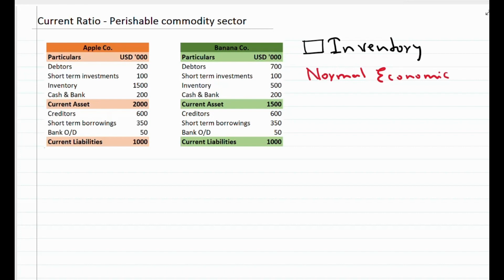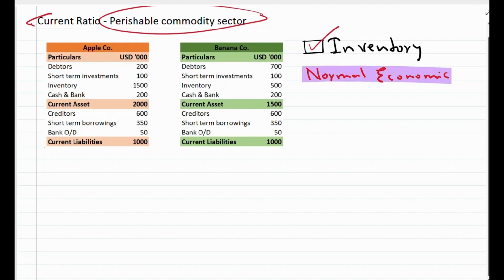So most of our videos within the finance and accounting space will be dedicated to a certain specific topic and certain industry sector. Today's topic is current ratio, and we're focusing on the perishable commodity sector. Within this, we'll also see how inventory needs to be looked upon. One assumption is that normal economic conditions exist, with no hoarding and no effects of that.